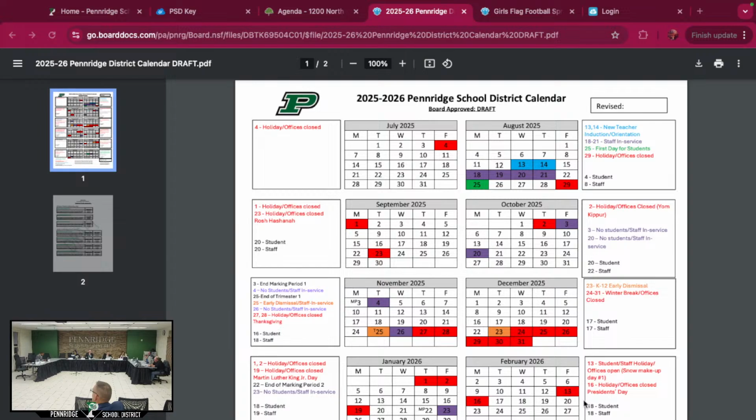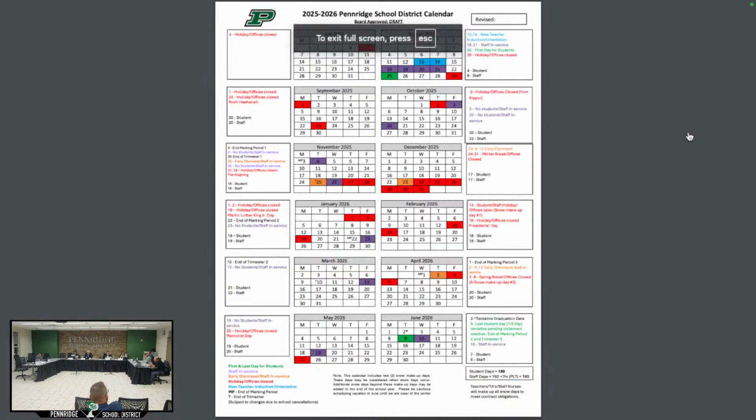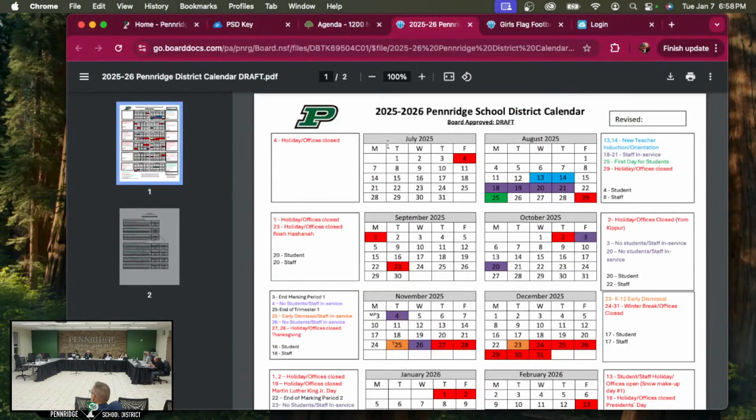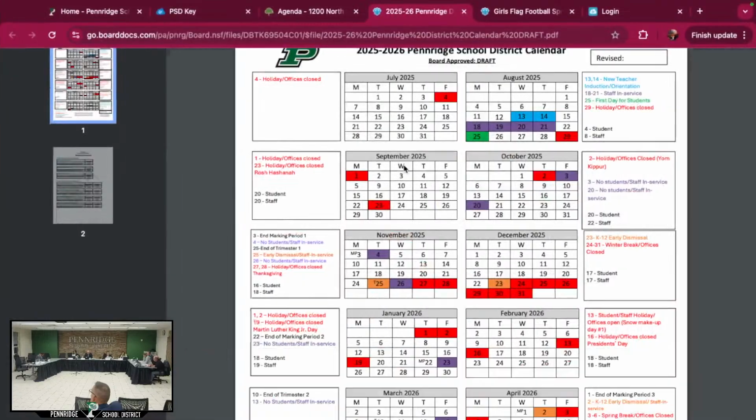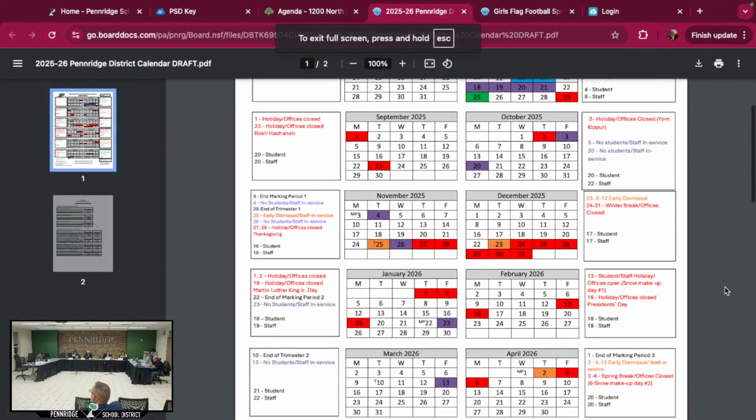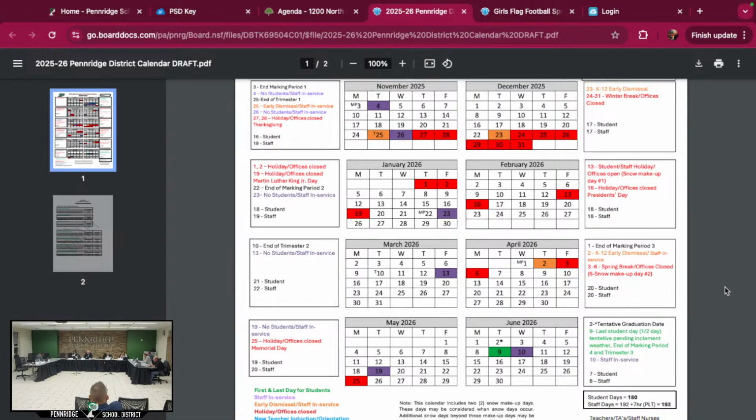The winter break would begin on the 24th of December. We would be out on January 1st and 2nd, and return after break on the 5th of January. During the month of February, we would again have the same holiday for President's Day, with a non-school day on the 13th. This year it's the 14th, where we have our offices open.